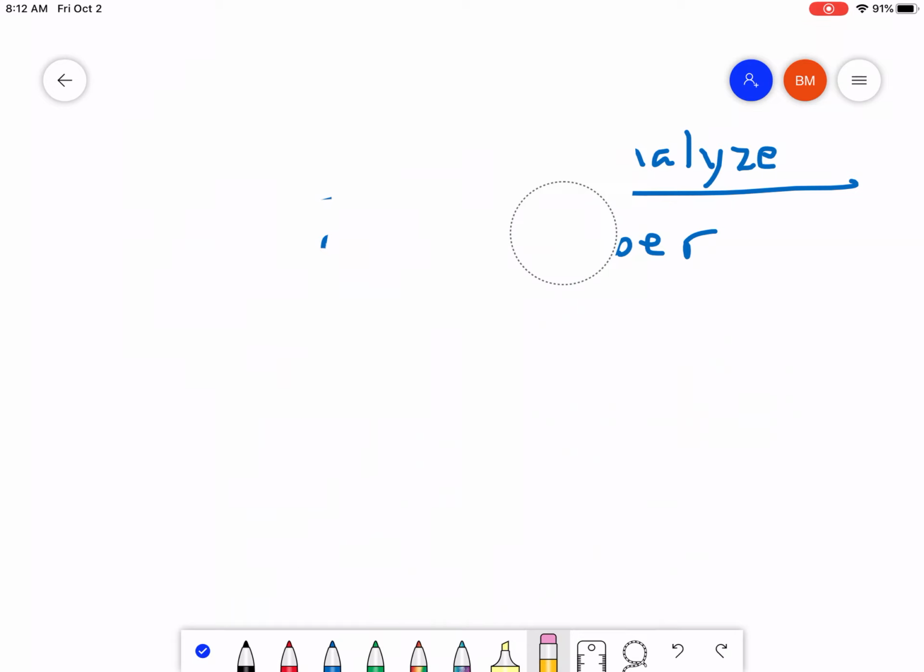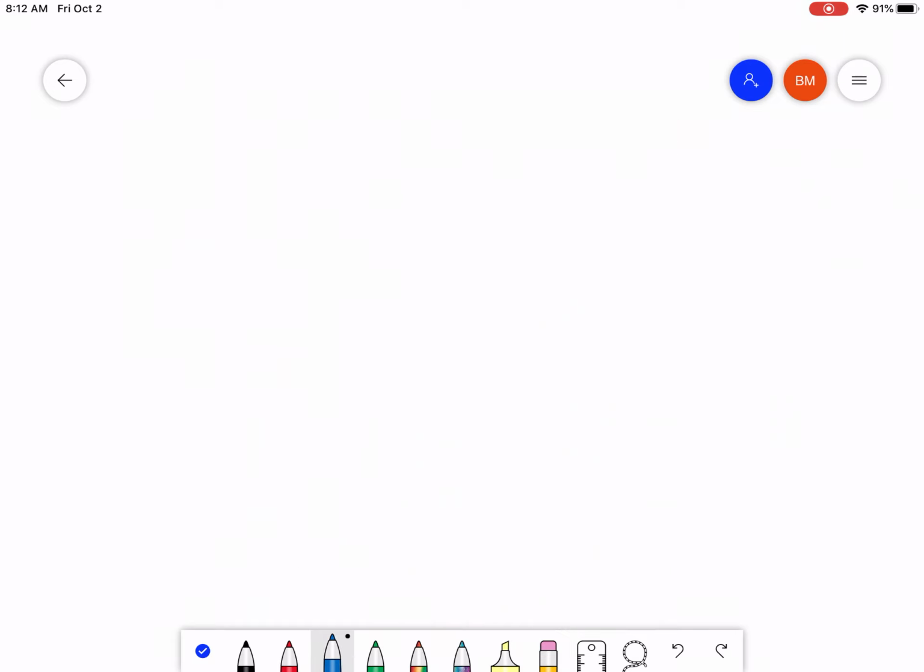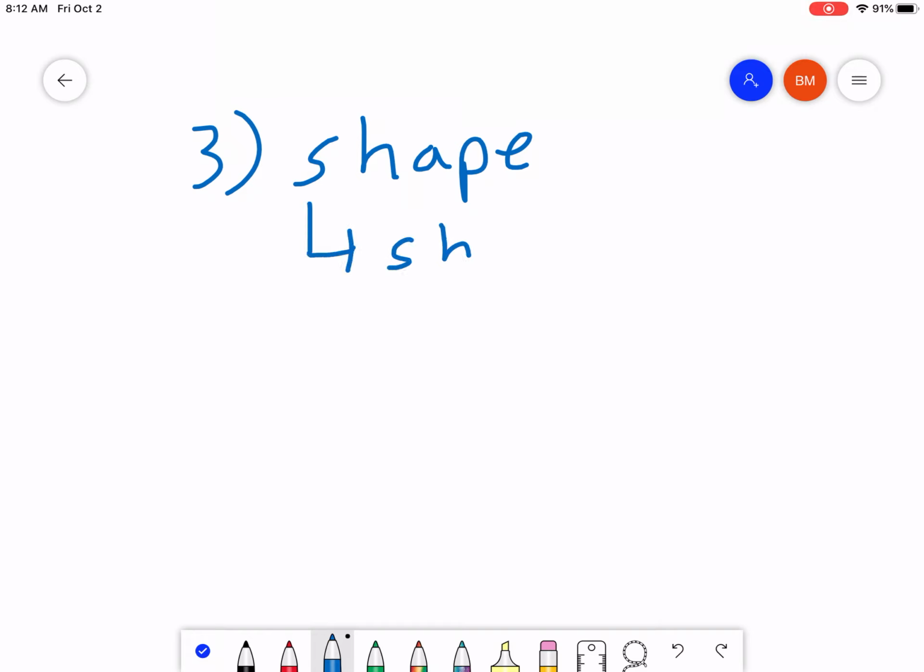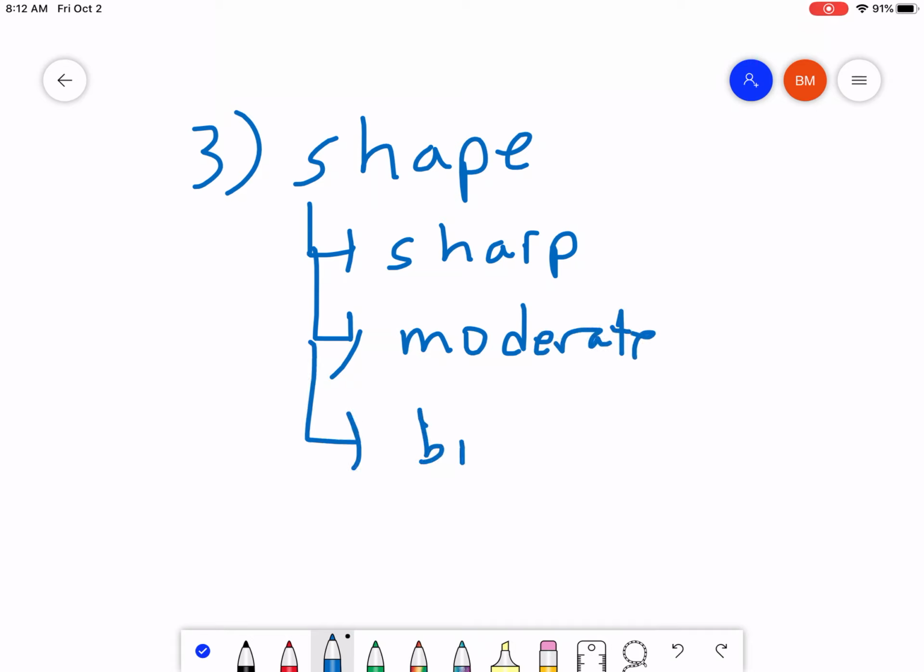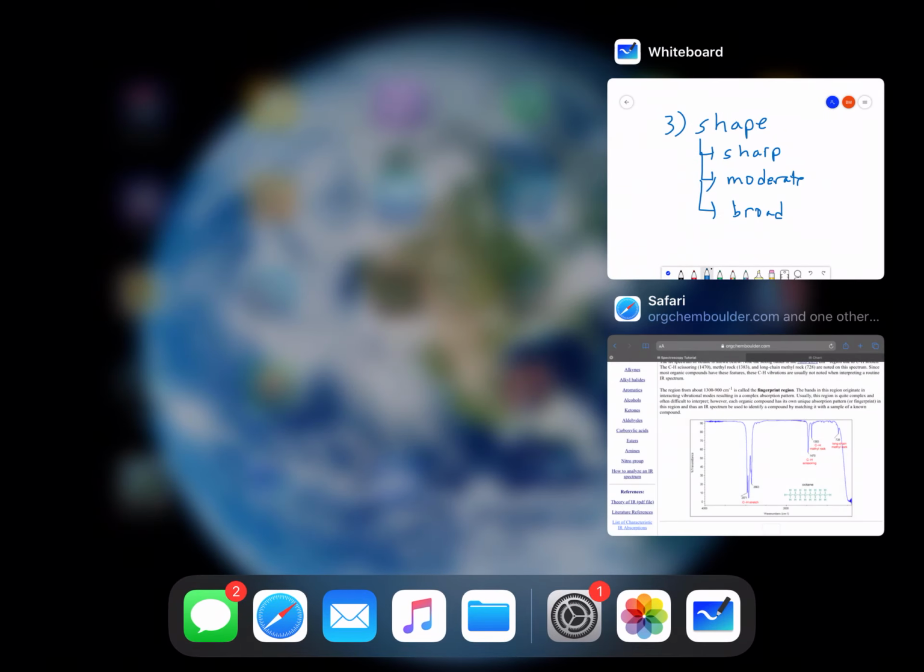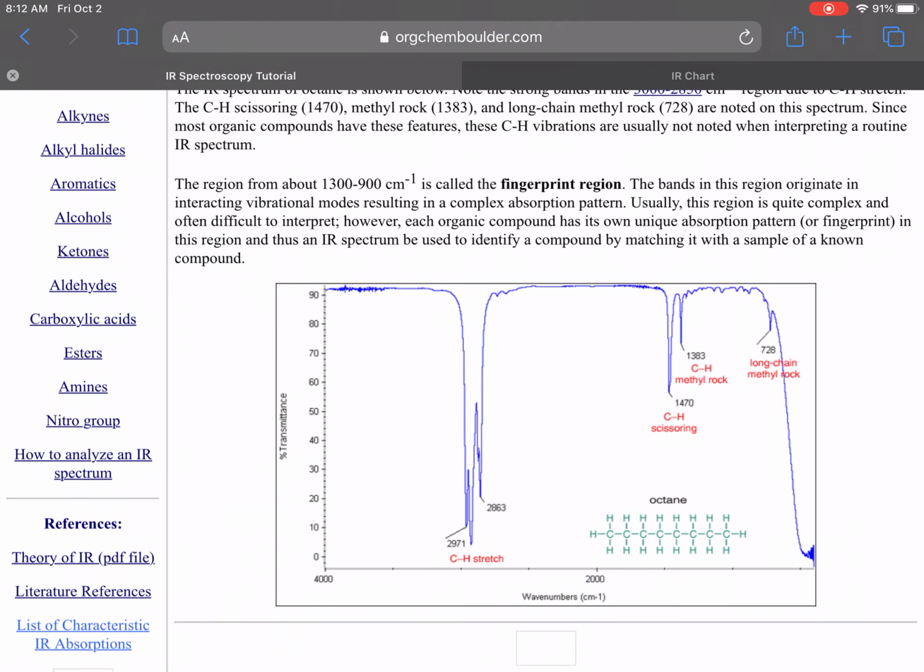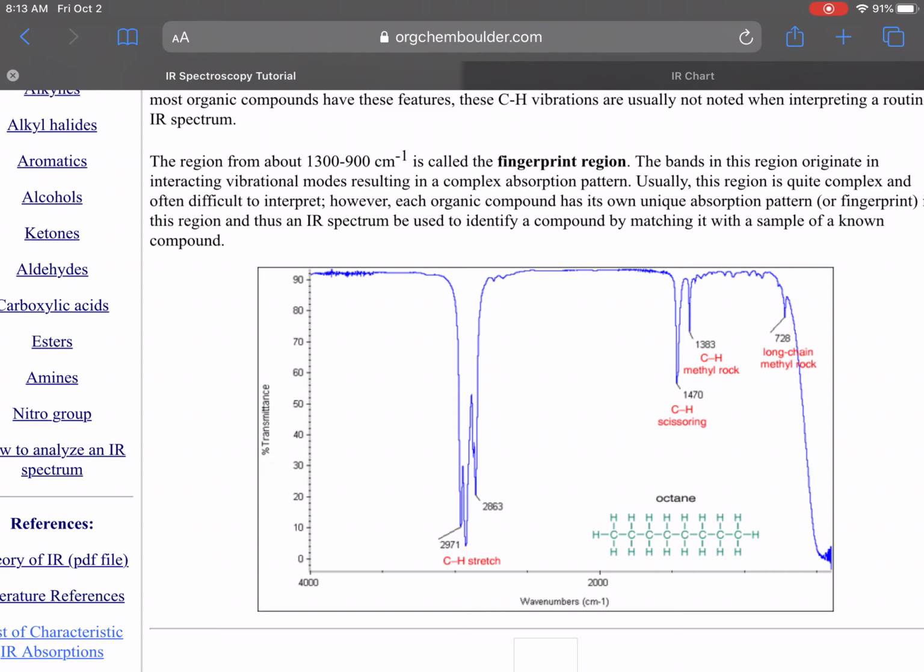And then the last thing that we look at is the shape of the peak. They can appear in different shapes. Again, we have three categories. We have sharp, moderate, and broad. And that's basically how pointy the peak is. Again, going back to this one, peak at 2971, very, very pointy, almost like a steak, very needle-like. That would be a sharp peak.